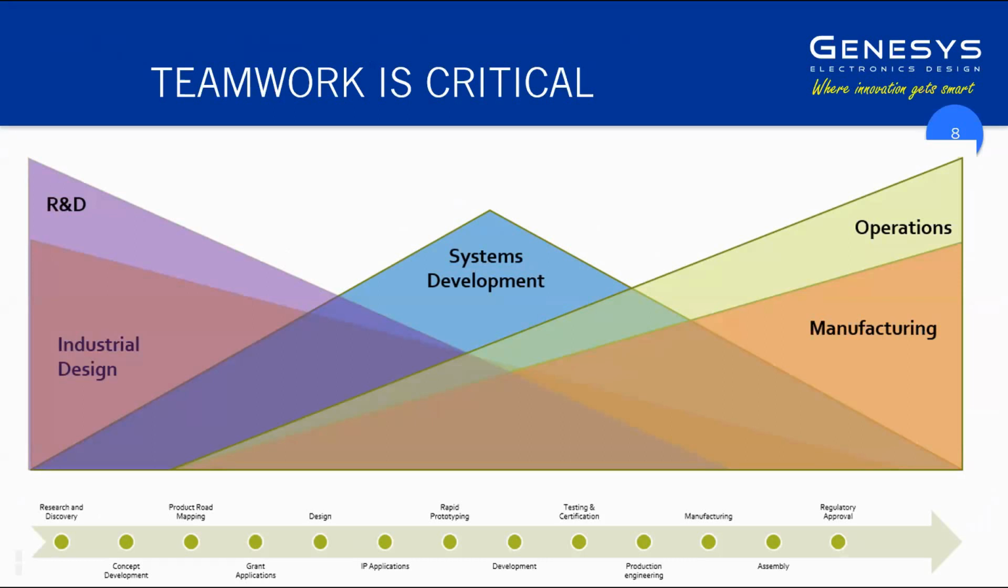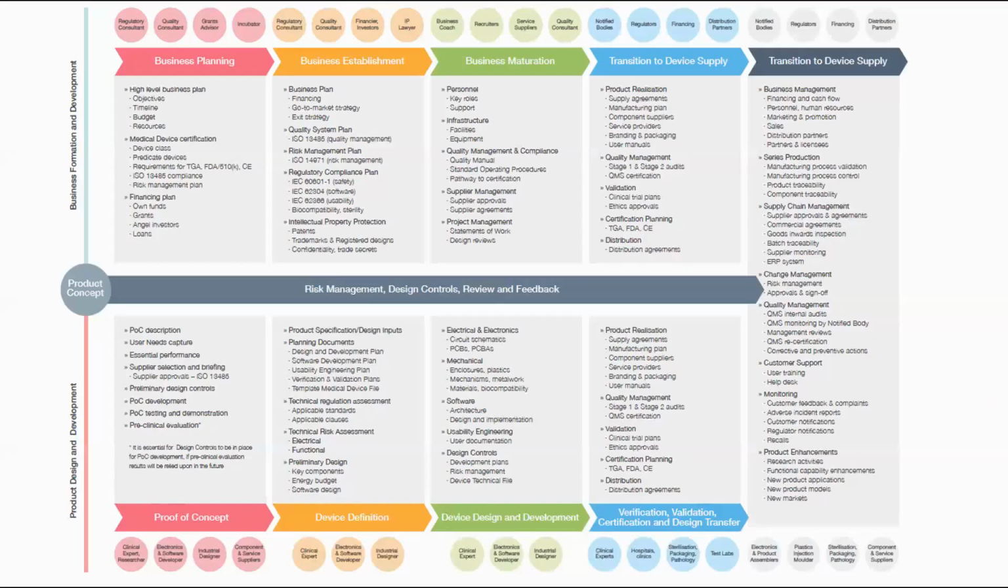People who are going to take the product to market, the operations people, need to be involved. The regulatory strategy people need to be involved. There might be a packaging company involved. The list goes on and on. And so what we've done here at Genesis is we've put together a bit of a map of all of the tasks and all the players involved.